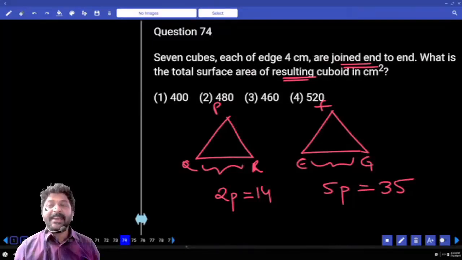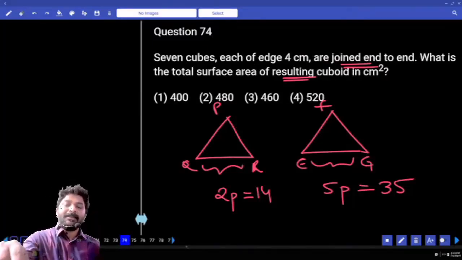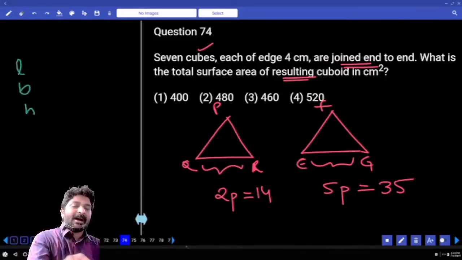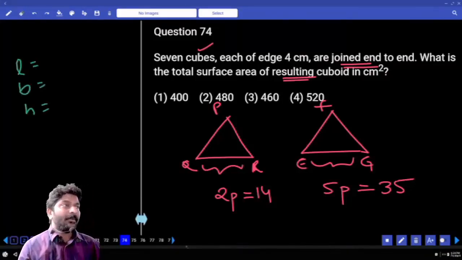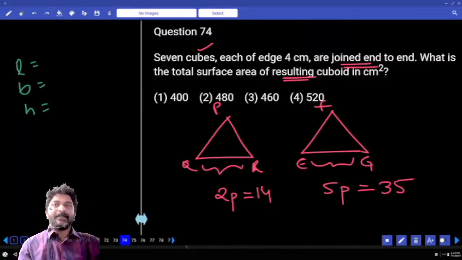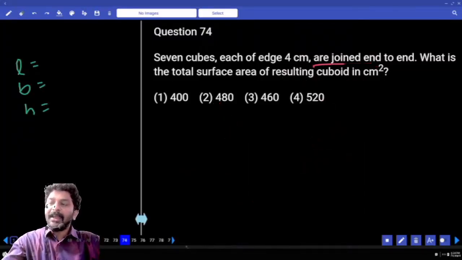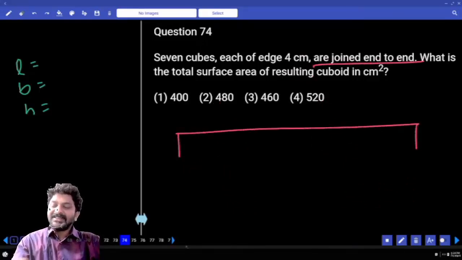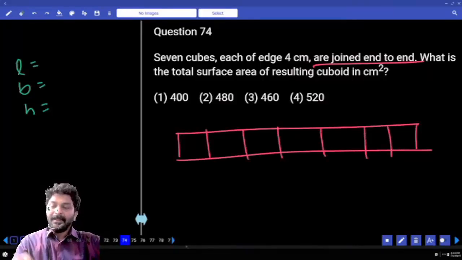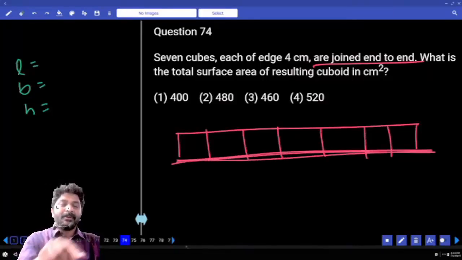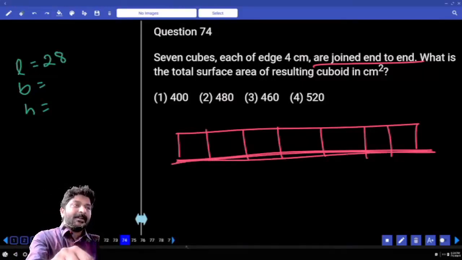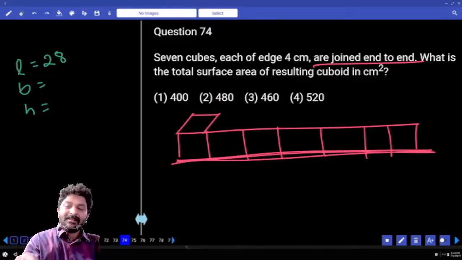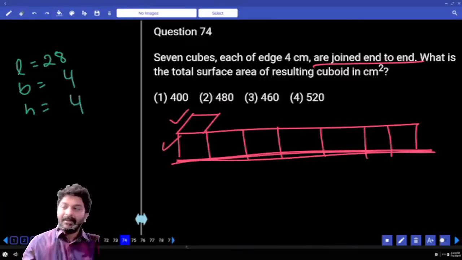7 cubes each of edge 4 centimeters. Cube means length, breadth, height must all be equal to 4. They are joined end to end. That means 7 cubes were placed side by side. Then the length becomes 7 into 4, that is 28 only. There is no change in the breadth, which is 4. Height is also no change. That is 4.